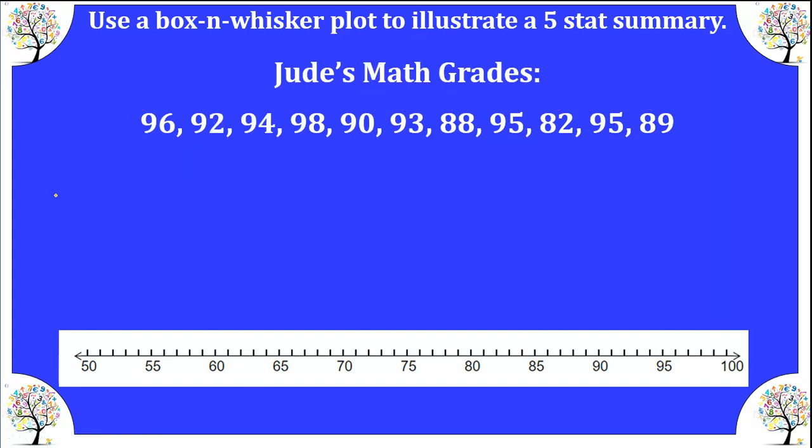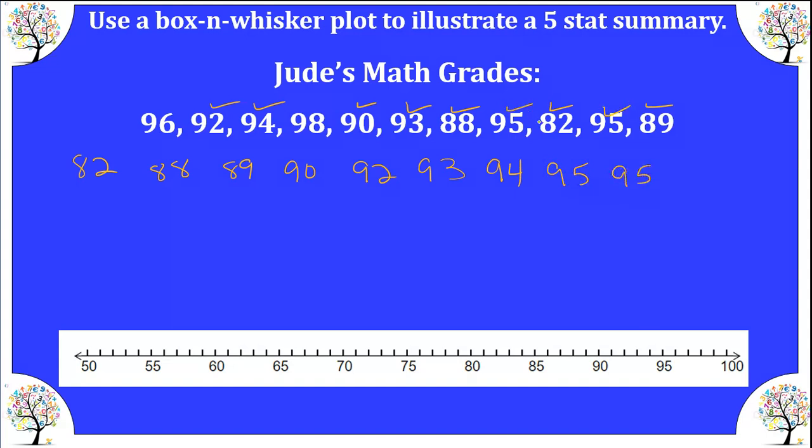Now let's look at his math grades. Let's do the same thing. So we're going to rearrange these from least to greatest: 82, 88, 89, 90, 92, 93, 94, 95, 96, and 98. So you can see he was more consistent with his math grades. They're not going to be as spread out as his science grades.